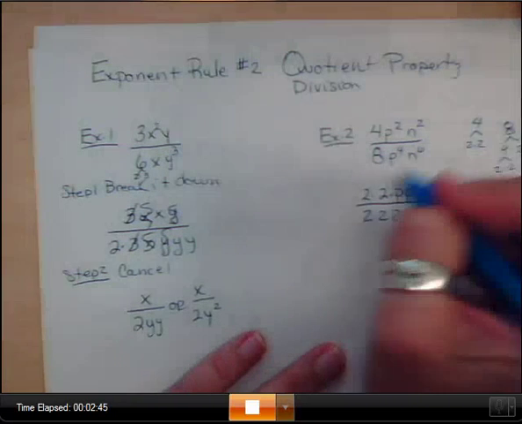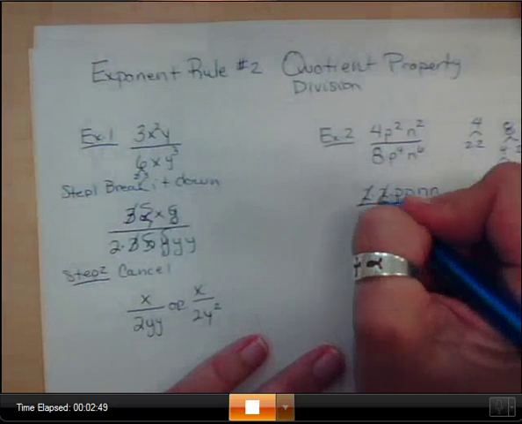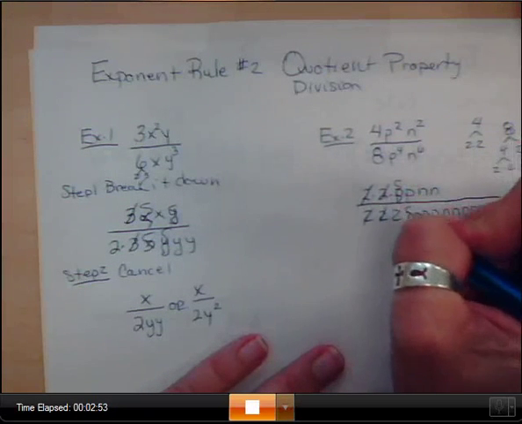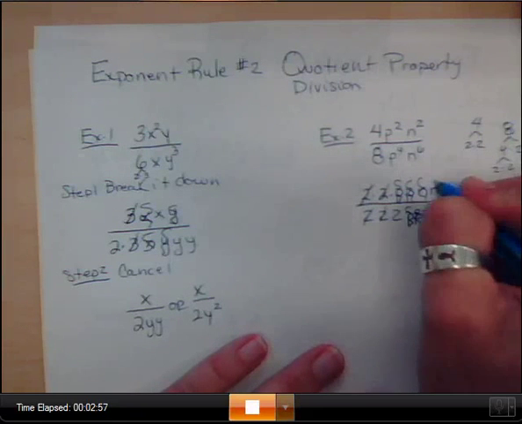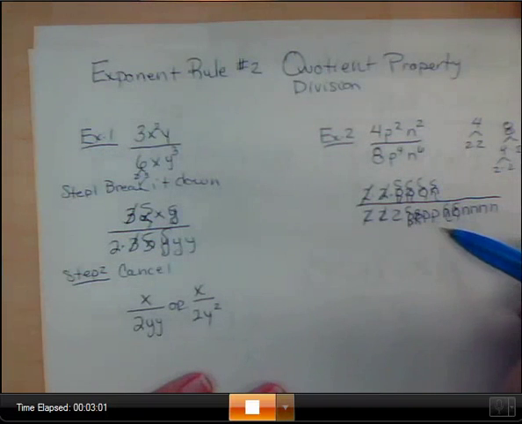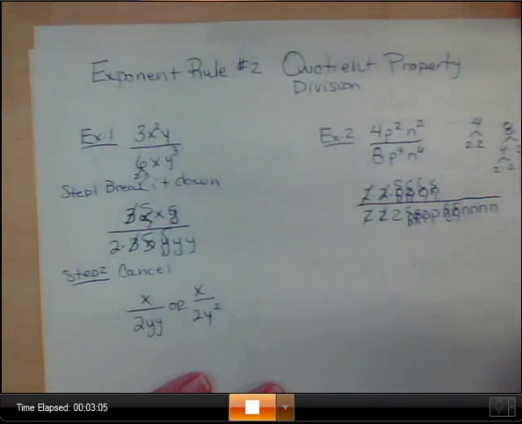Alright, and so now we're going to cancel. 2 goes into 2 once, 2 goes into 2 once. Cross out our other 2's. We can cancel 1 p, 2 p's, and 2 n's. It has to be one in the numerator and 1 in the denominator. You cannot cancel everything out. It has to be 1 for 1.